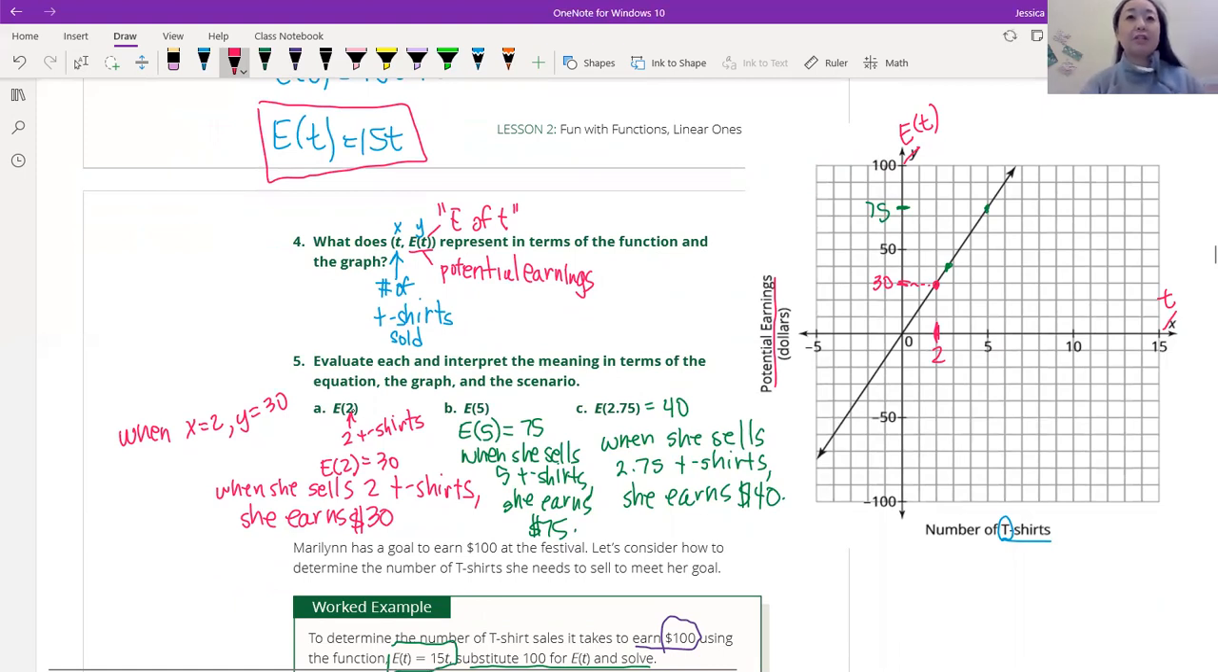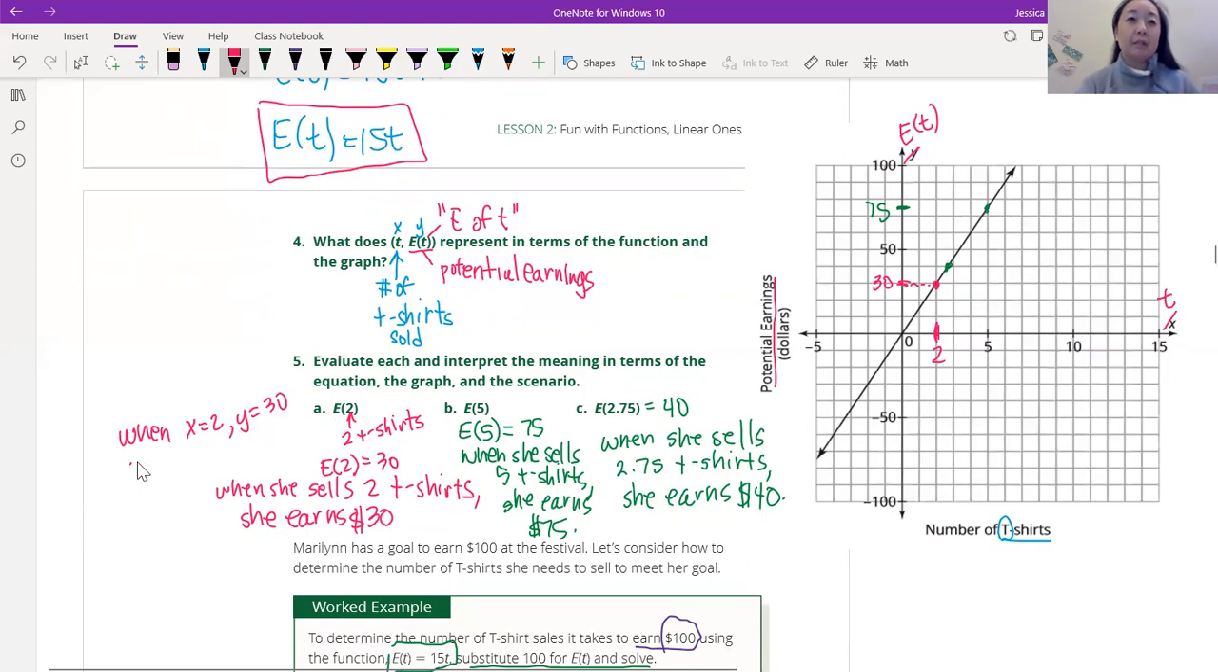So evaluate each equation just by looking at the graph. We don't even have to plug it into the equation. So what does E of 2 mean? Remember, 2 is where the t used to be, which means how much would we earn if we sell 2 t-shirts? We go over here to 2 t-shirts and we see 30 bucks. Easy. So we would write E of 2 is equal to 30, which means when she sells 2 t-shirts, she earns 30 bucks.